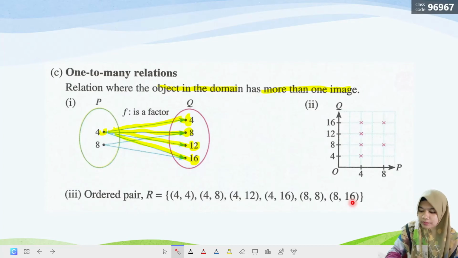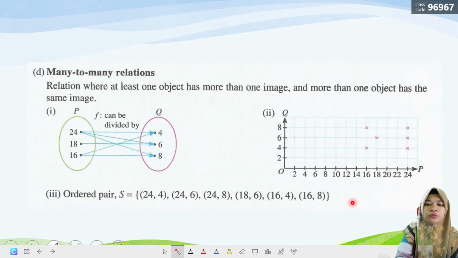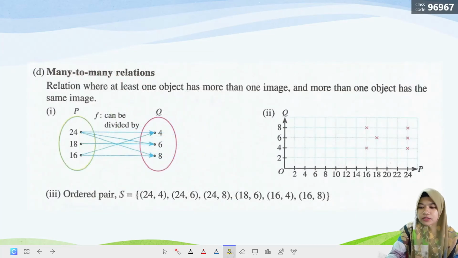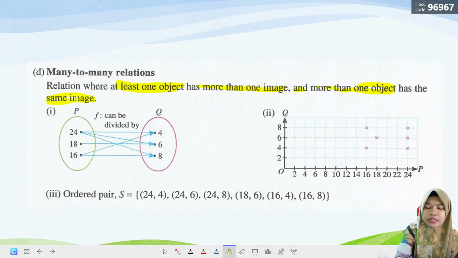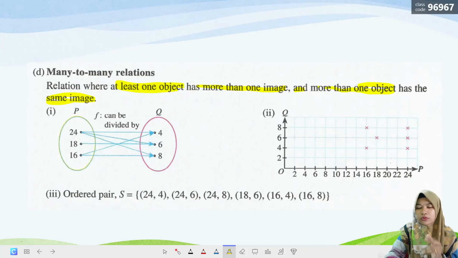Okay, next example. Okay, many to many relation. Apa yang dimaksudkan dengan many to many relation? Where at least one object has more than one image. Okay, sekurang-kurangnya based on one daripada satu objek tu dia ada more than one image. And okay, dia ada and more than one object has the same image. Okay, yang mana apa yang maksudkan the same image? More than one object ada same image.